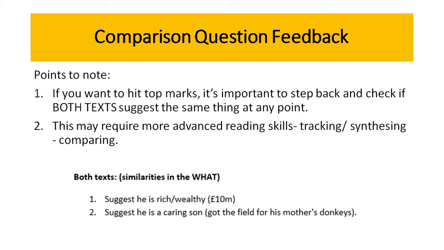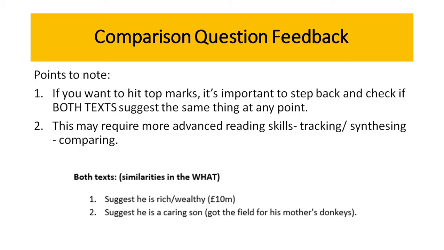Like I've just said, it does require more advanced reading skills. You are going to have to go through both texts and bring together similar points and inferences. That's why you get those elusive 9 and 10 marks for it, because it requires a lot more careful reading. In the text that I gave you, these were the 2 similarities that I could find: the first suggesting he's wealthy and the second suggesting that he is a caring son.